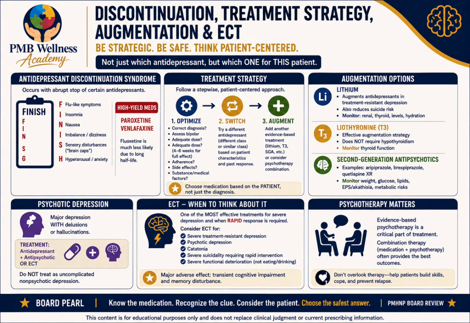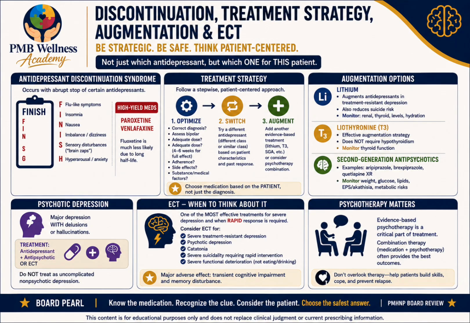If the patient is struggling with insomnia and weight loss, mirtazapine's profile may be beneficial. If sexual dysfunction is driving non-adherence and there are no contraindications, bupropion may deserve consideration. If neuropathic pain is prominent, duloxetine may make sense. That's the clinical reasoning boards are looking for.